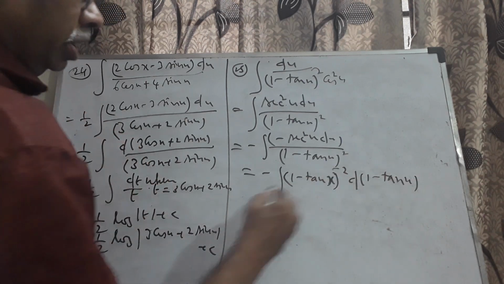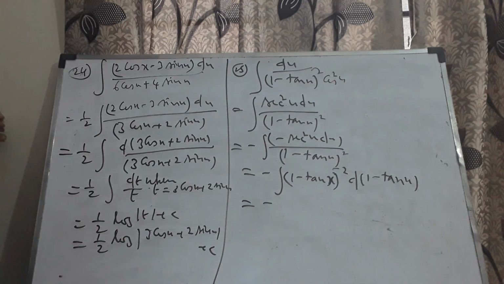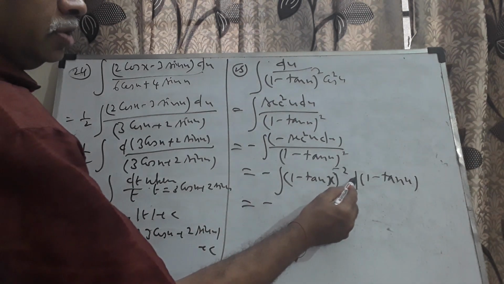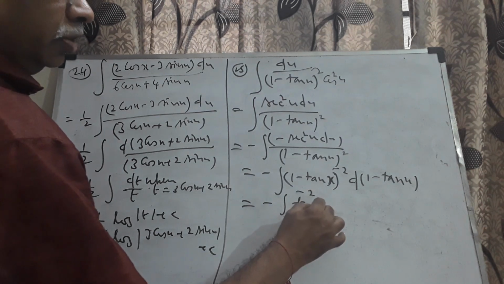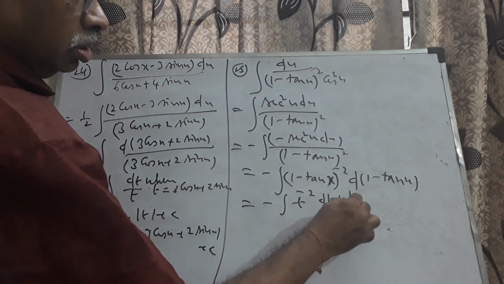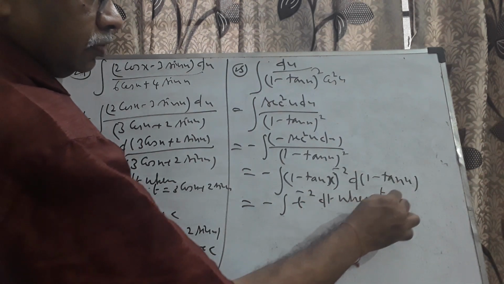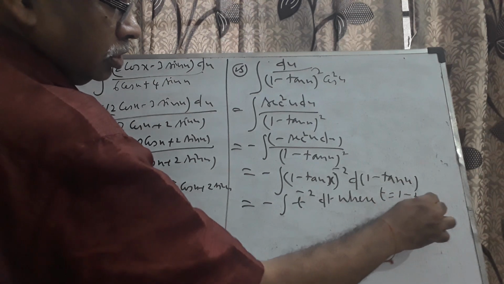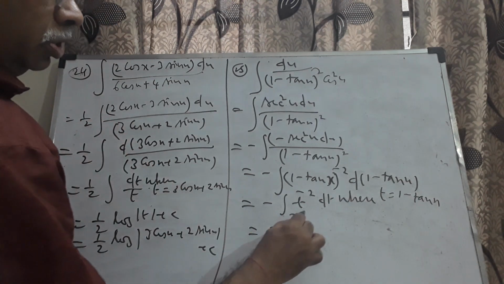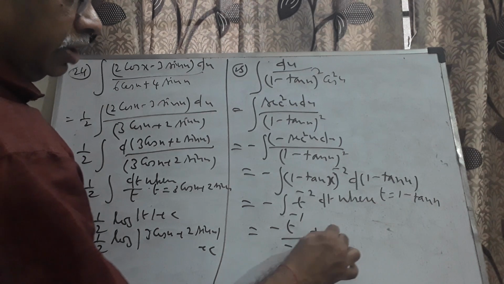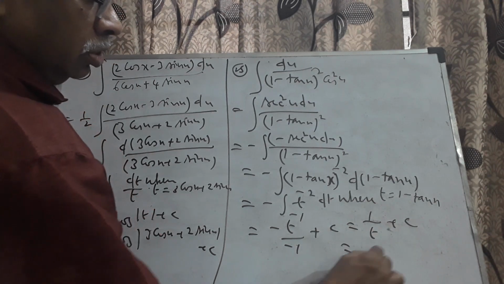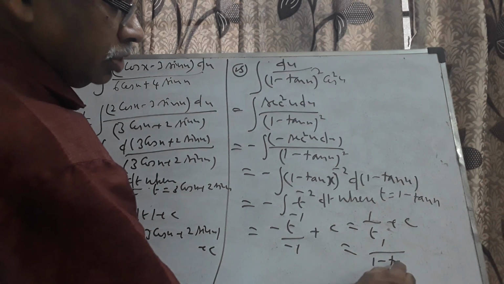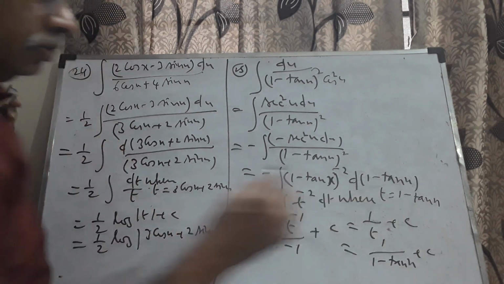I'll be able to write d of 1 is 0, d of minus tan x is minus secant square x dx. Replace this by t power minus 2 dt, where my t is 1 minus tan x. Therefore, this will become t power minus 1 by minus 1. Already there is a minus sign, which is reduced to 1 by t plus c. This is 1 by 1 minus tan x plus c, the final answer.